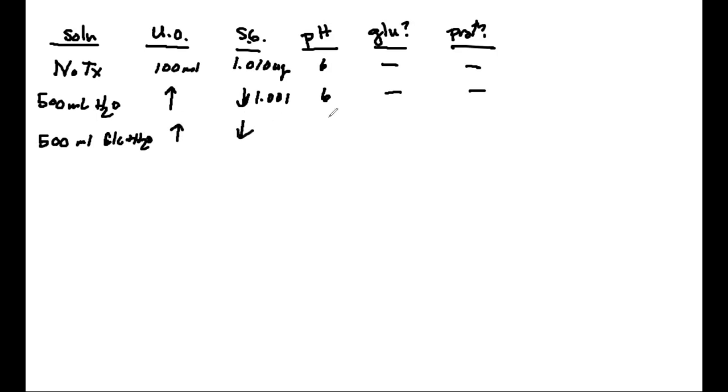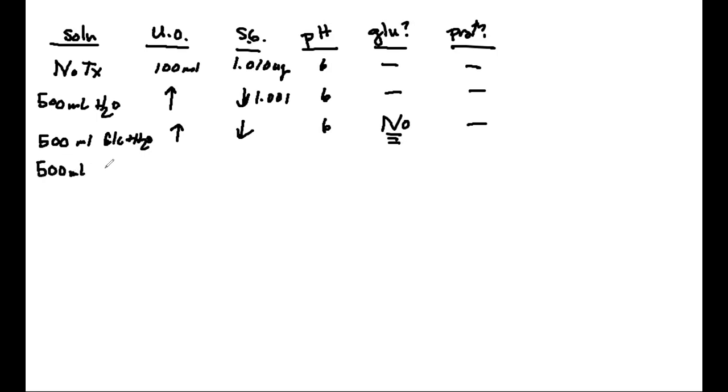Specific gravity is going to drop. pH is going to stay the same. If we drink glucose, should we expect glucose in the urine? No, okay? Just because we drink glucose, our body should process it. So we would release insulin and pull glucose into the cells. No protein, okay? What about 500 mils of, in lab, it would have been sodium bicarbonate.